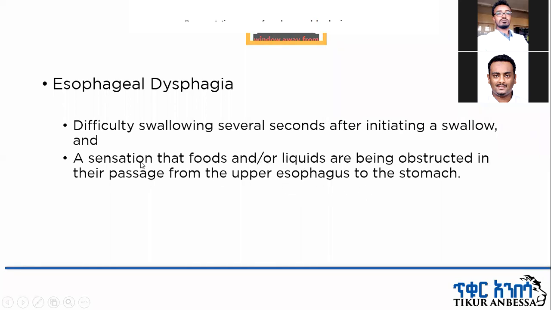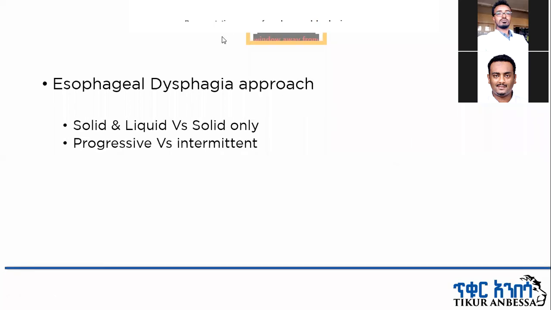And the patient would have a sensation that food or liquid are being obstructed in their passage from the upper esophagus to the stomach. The patients feel that they could not pass food beyond the esophagus. So here, the way you approach esophageal dysphagia is: is it solid and liquid versus solid only dysphagia? And the second approach: is it a progressive dysphagia, gradual worsening, or is the dysphagia happening intermittently?